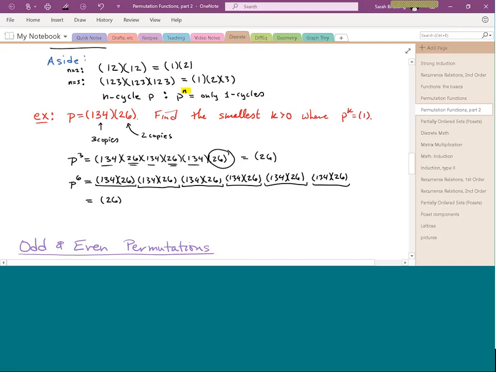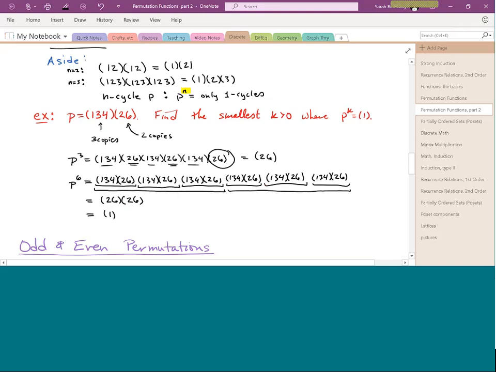And same thing happens. The 3 cycles break up into the identity, and the 2 cycles break up into an identity. So you're only left in the second part with that extra copy of 2, 6. In other words, the same thing as if you just did P to the third times P to the third. Now, you've got 2 cycles multiplied together. This means these guys break up into only 1 cycles, and that will give you your identity.